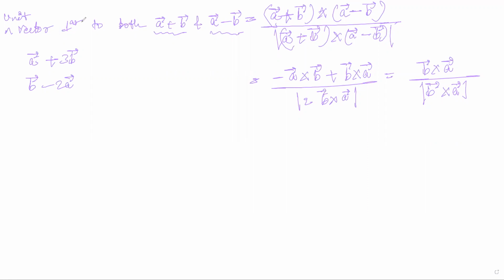Got the answer, sir. What is the answer? 2i by 3 minus 2j by 3 minus k by 3. Okay, so it should be 8 i cap minus 8 j cap and 4 k cap. Am I correct? Yes, sir. Okay, cool.